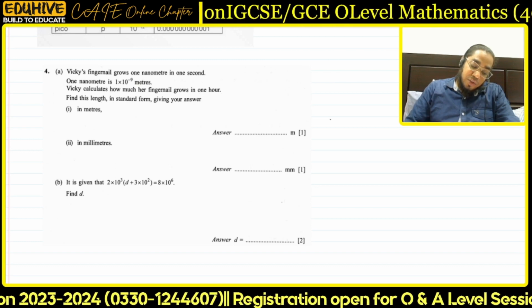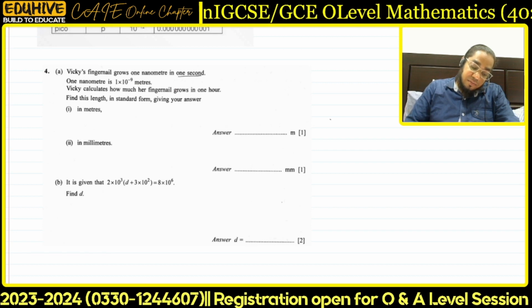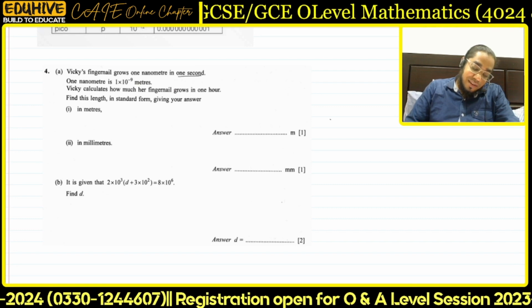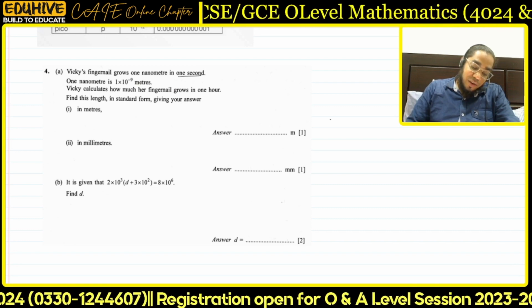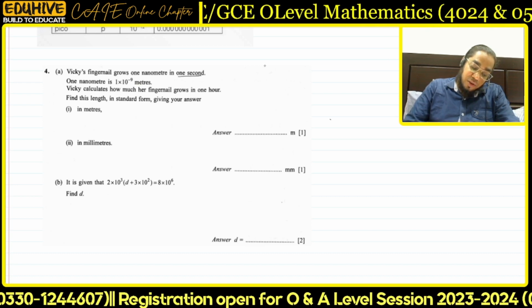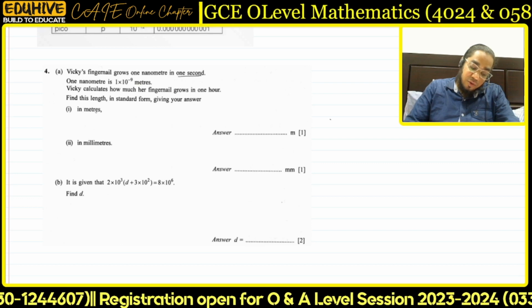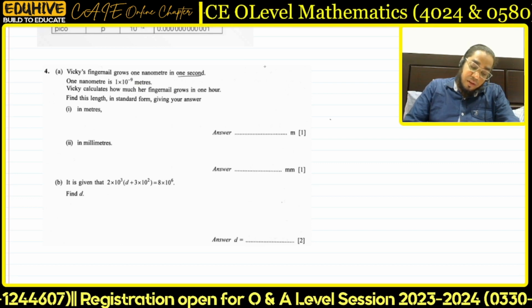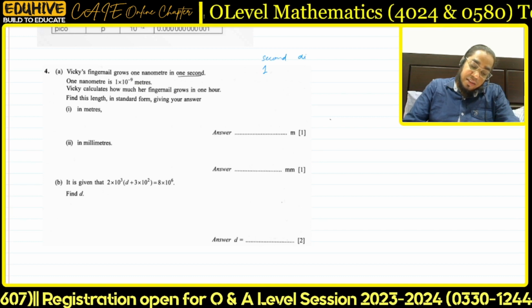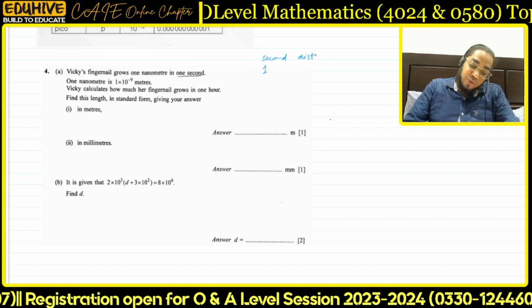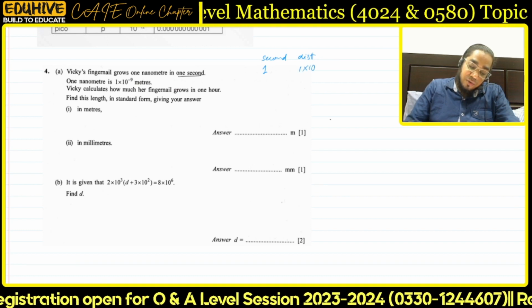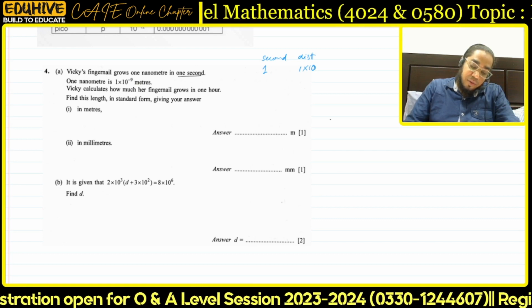It's going to increase in 1 second this term. That's quite tricky. Vicky calculates how much her fingernail grows in 1 hour. So first of all, we are just going to convert that into the hour, and then we are going to convert it into meters and millimeters as well. So in 1 second, I'm putting second over here and the distance over here. As we do the unitary method, I'm following that one because you guys are aware of the unitary method, so that was quite simple. I'm gonna multiply that.